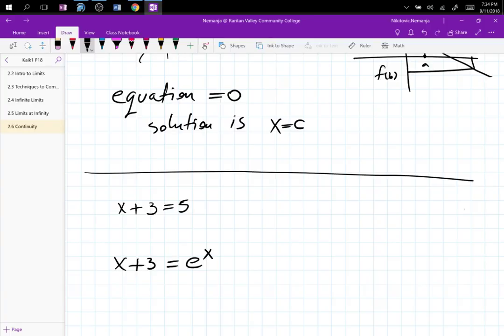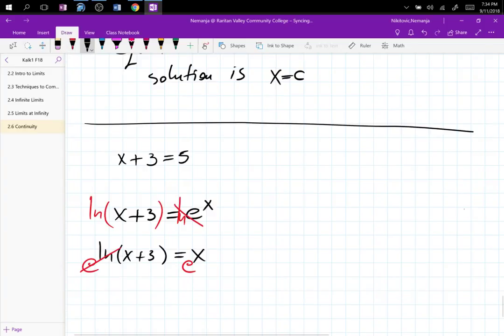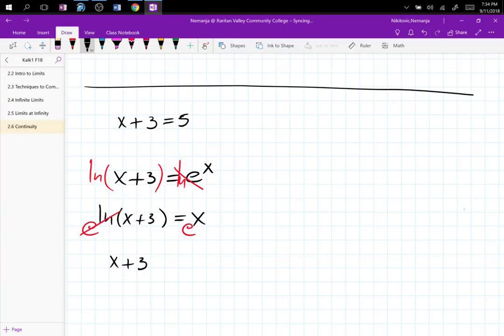Do the log, right? So we ln both sides. That's going to kill the e, and now you have ln of x plus 3 equals x. Now what? I think I heard it over there somewhere: e both sides, to kill the log. Sure. e both sides to kill the log. And we have x plus 3 equals e to the x. That looks familiar.